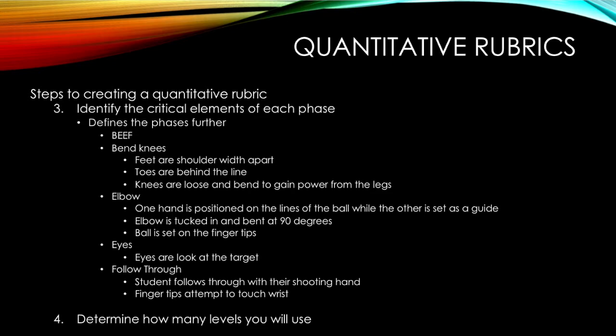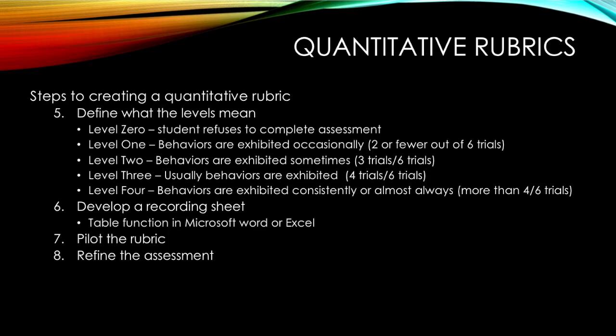And then for follow through, students are going to follow through with their shooting hand and fingertips attempt to touch the wrist as you follow through. So step 4 is determining how many levels you're going to use. And then step 5 is define what the levels mean.